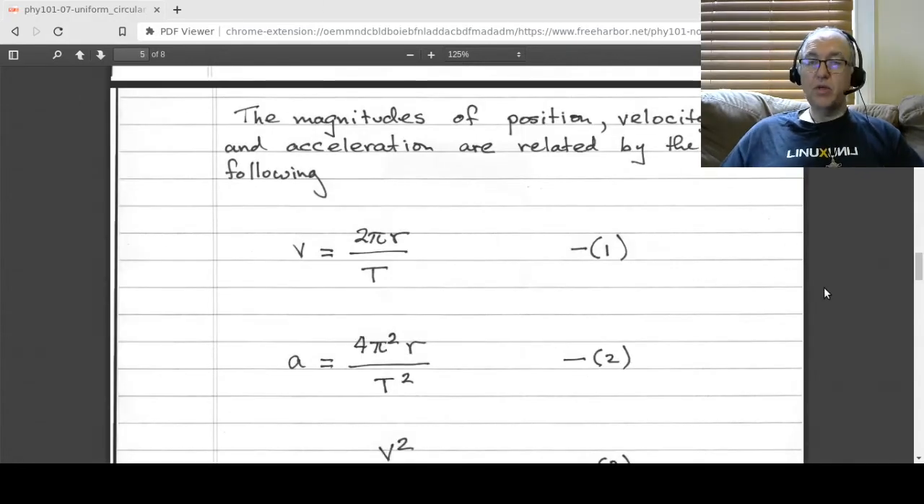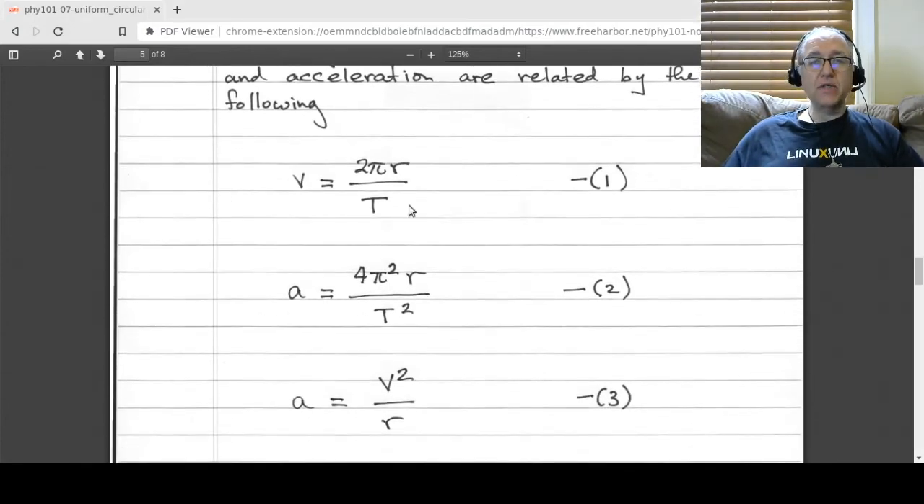Okay, so before we jump into problems, let me give you the equations for the magnitude of the position, the velocity, and the acceleration in uniform circular motion. Well, the magnitude of the position, you don't need that. That's just R, because magnitude means how big, and the position changes direction, because it depends where you are in the circle. But how far you are from the middle, how far you are from the origin, that doesn't change. That's just R. Great, that's done.